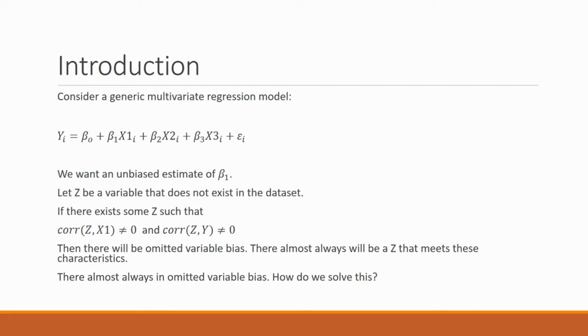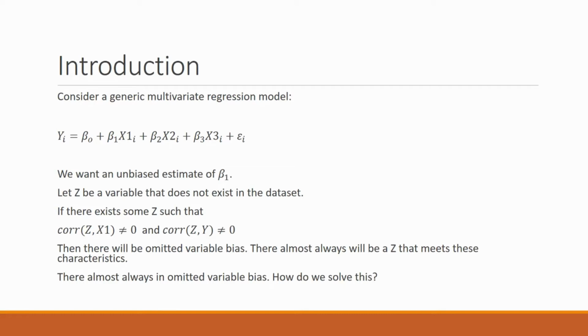And if variable z is correlated with x1, so there's some correlation between this omitted variable z and x1, and there's some correlation between z and y, meaning this omitted variable is related to the dependent variable, then there will be omitted variable bias. And there almost always is a z.